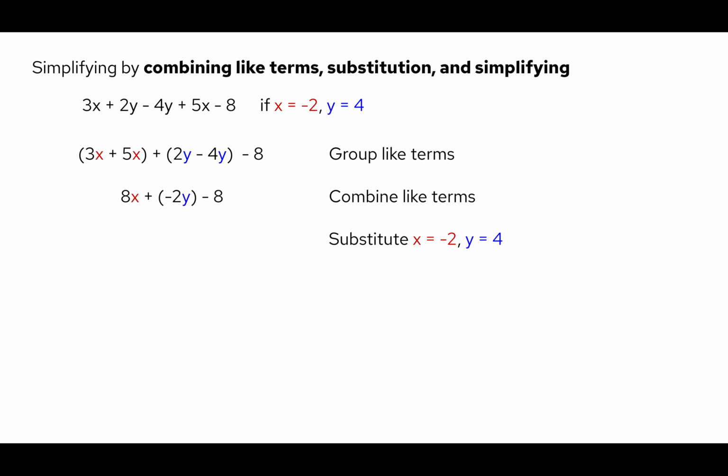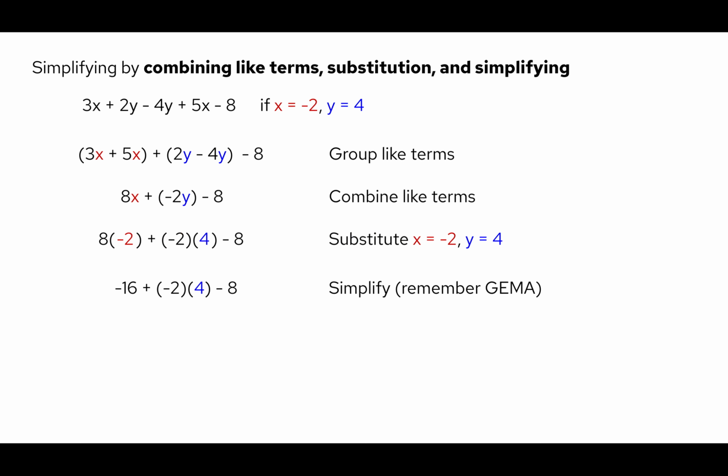Now we can substitute where our x equals negative 2 and y equals 4. So I have 8 multiplied by x plus negative 2 multiplied by my y minus 8. So I replace the x with a negative 2. I replace my y with a 4. And now I can simplify. Again, remember GEMA. We multiply before we add or subtract.